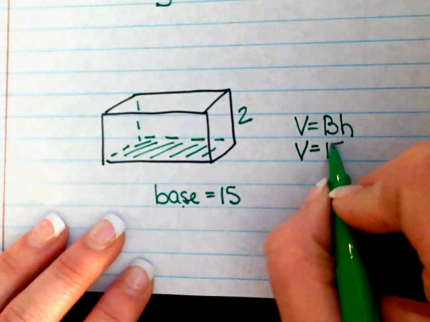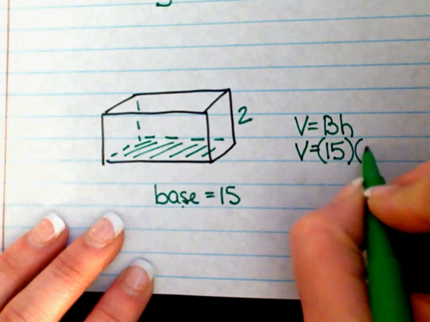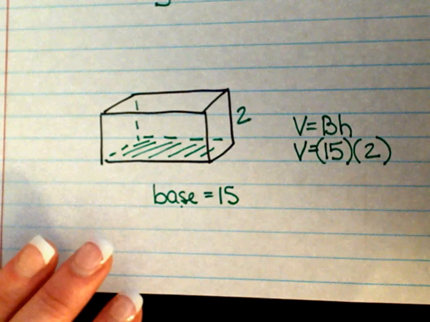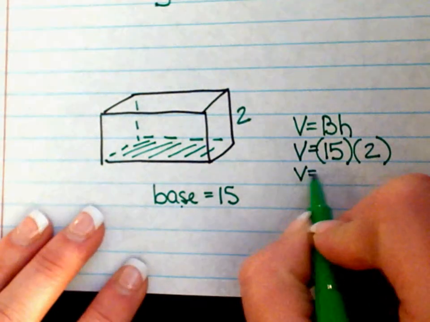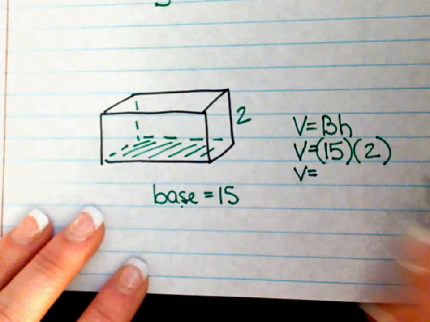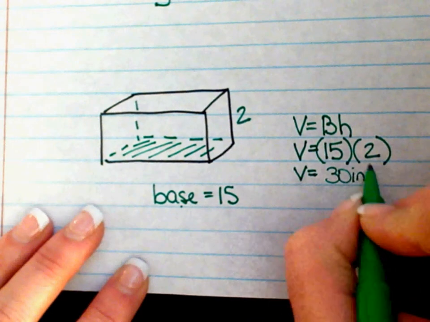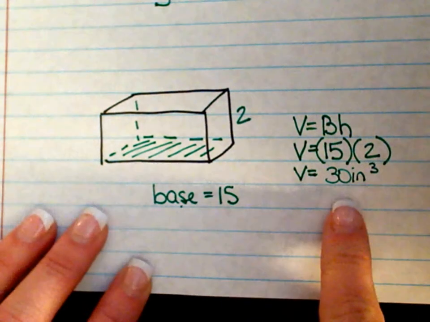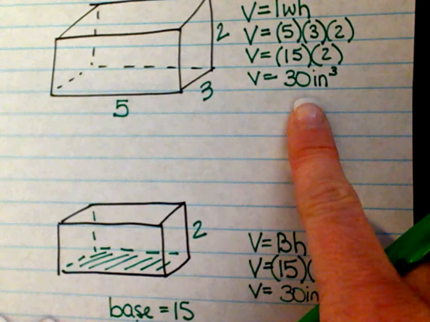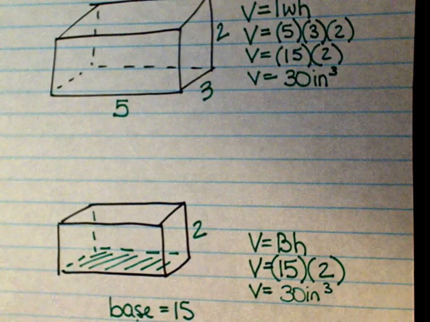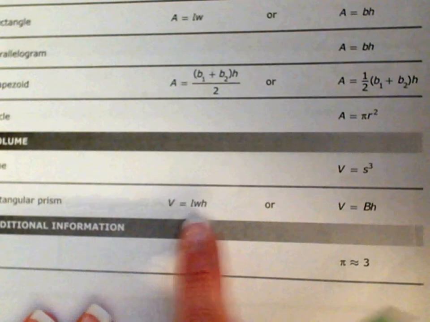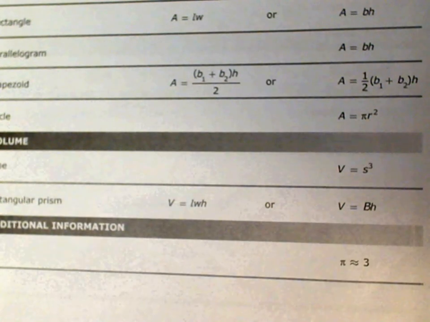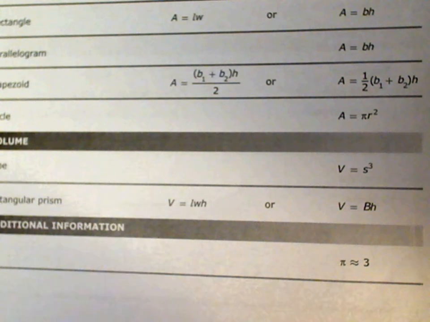So if you're given a question where they give you the base, you can use this formula so that you're just able to plug it in. Again, I don't have volume. This time I do have a base. My base is 15. My height is 2. Volume equals, well, 15 times 2 we know is 30. And it ends up the same answer as this.